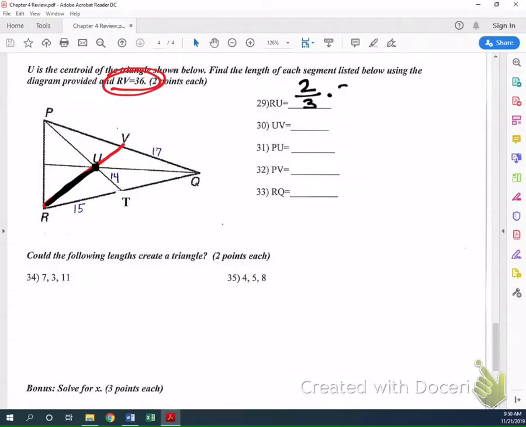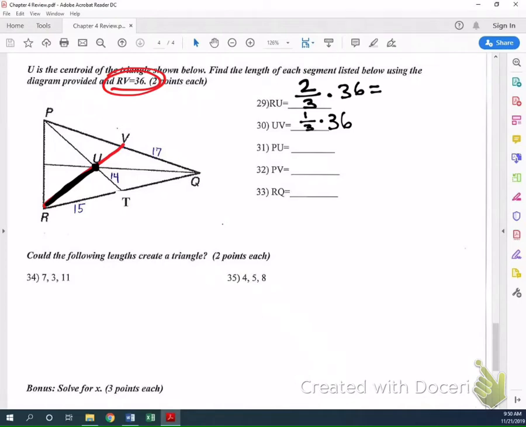2/3 times the whole thing. Now, UV is the shorter segment in the median. That's the 1/3 times the 36. Does anyone know what 2/3 times 36 is? It's the ABC button on the calculator, or if you're using one of my yellow ones, it's N/D, I believe.